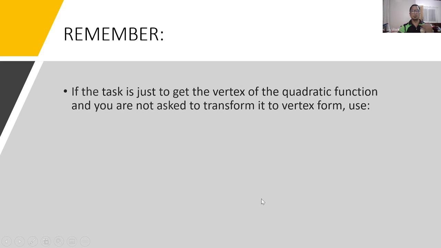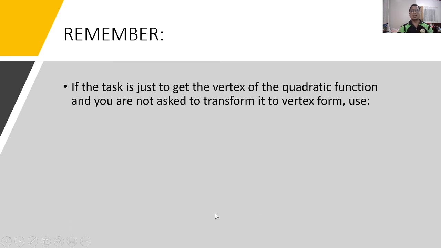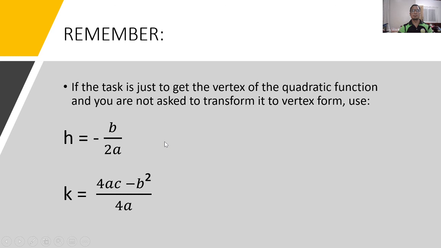Okay, so remember, ito po yung gustong ipaalala sa atin. If the task is just to get the vertex of the quadratic function and you are not asked to transform it to vertex form, this is what I'm saying kanina pa, hindi natin kailangan pagurin yung sarili natin. We can use this shortcut to get the vertex. The value of h is equal to negative b over 2a. The value of k is equal to 4ac minus b squared all over 4a. Because the vertex represented h at saka k.